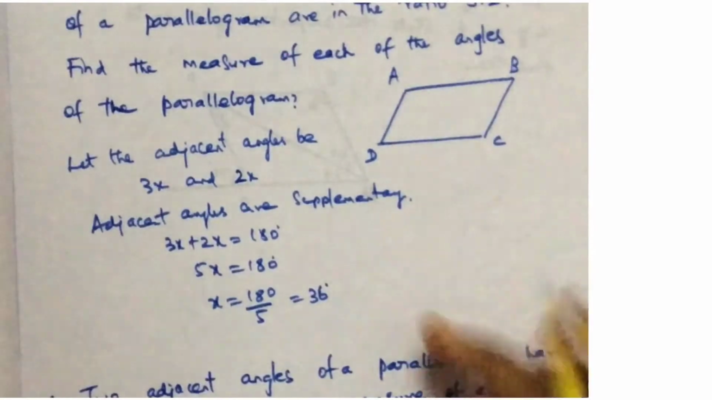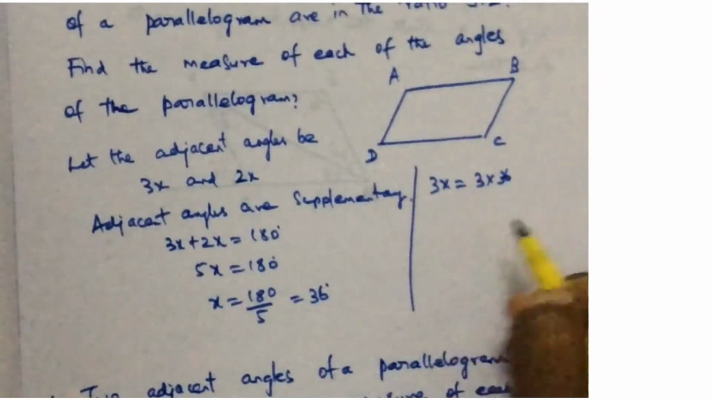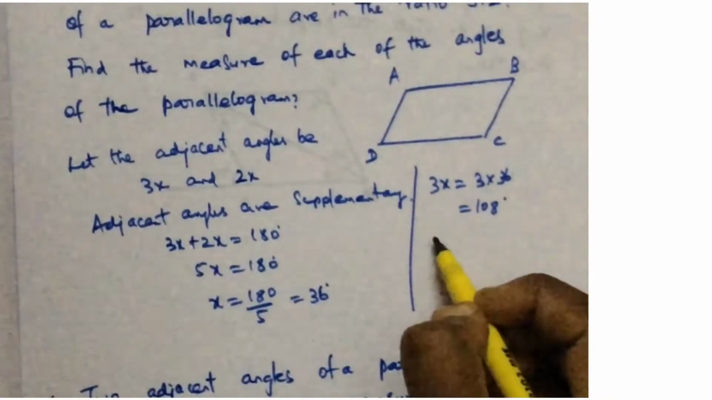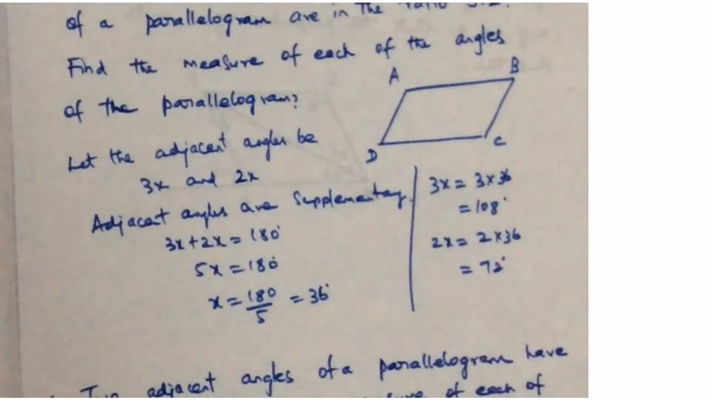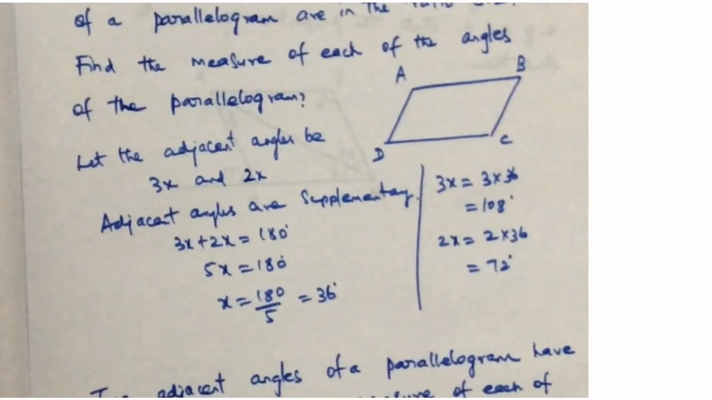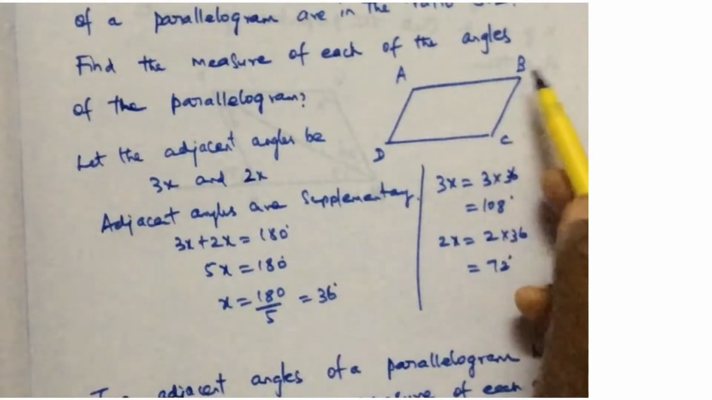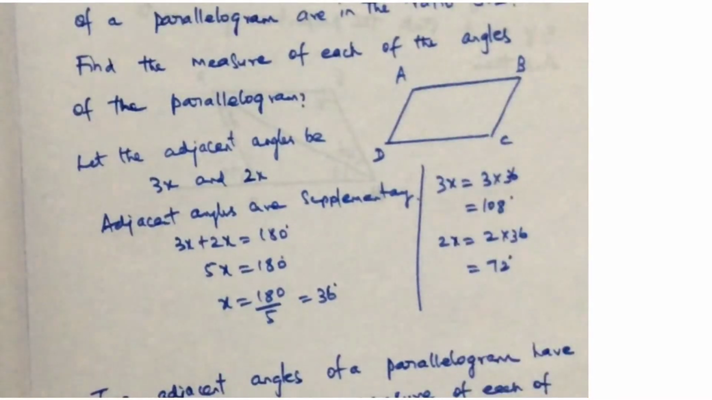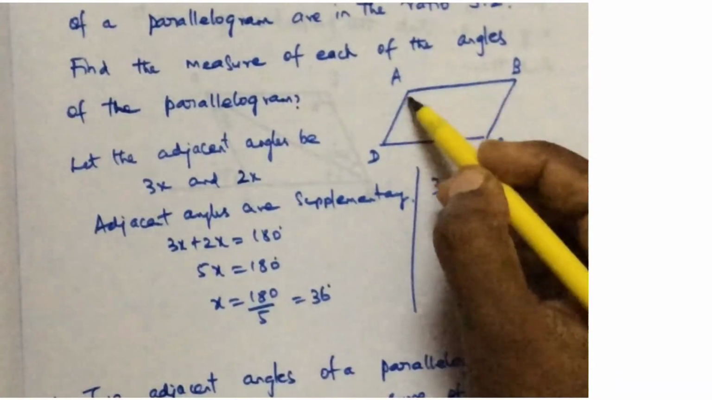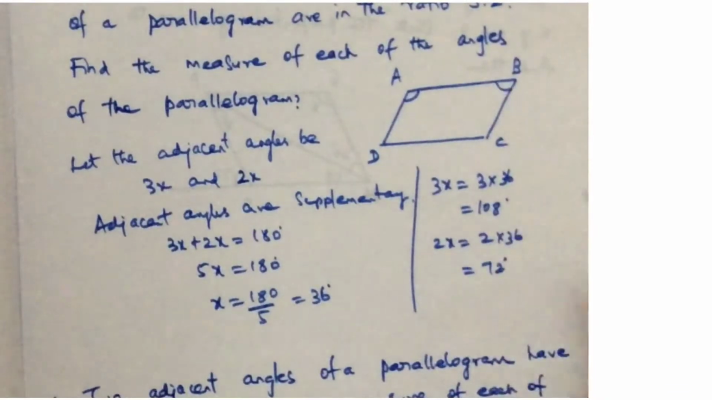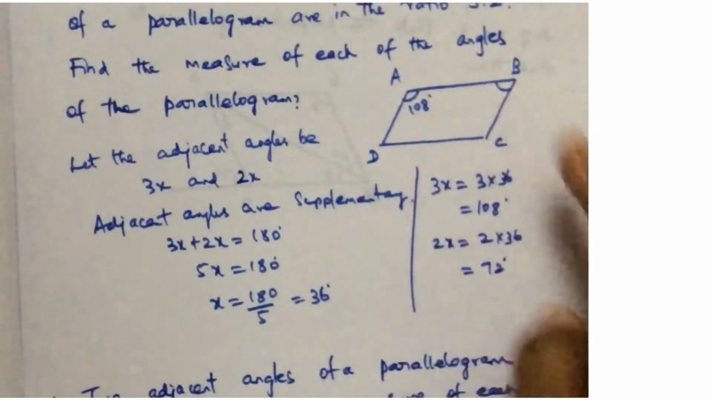So the adjacent angles are, what is 3x? 3x is 3 multiplied by 36, that is equal to 108, and 2x is 2 multiplied by 36, that is 72. If you see from here, there are 4 sets of adjacent angles: A and D, D and C, C and B, B and A. Anything you can take. Let me take A and B as adjacent angles. So this is 3x and this is 2x. 3x is 108, this is 108. So this should be 72.